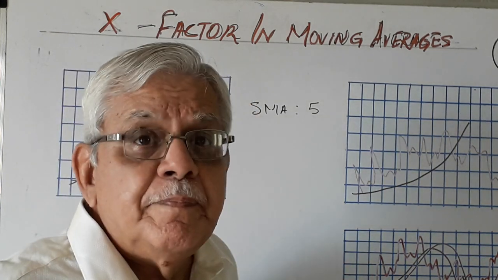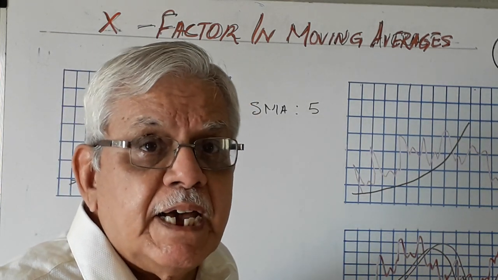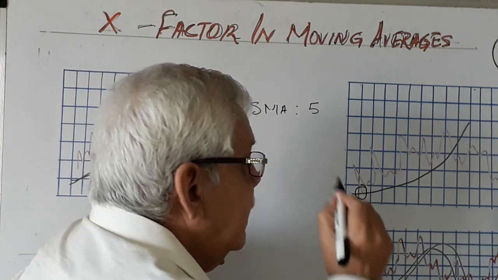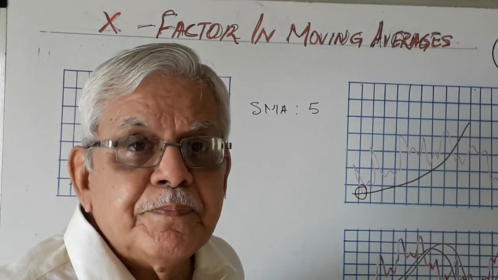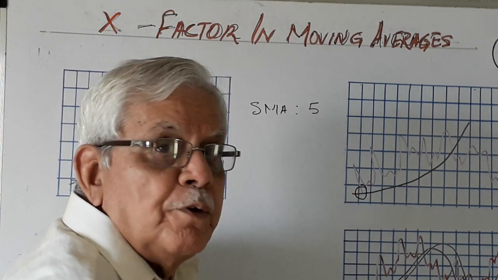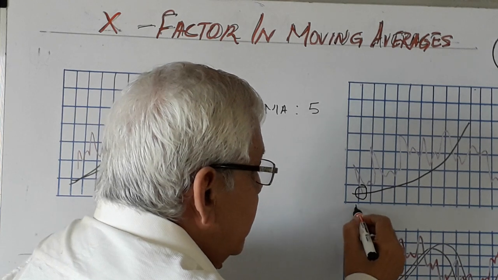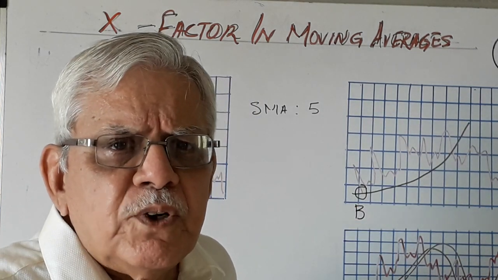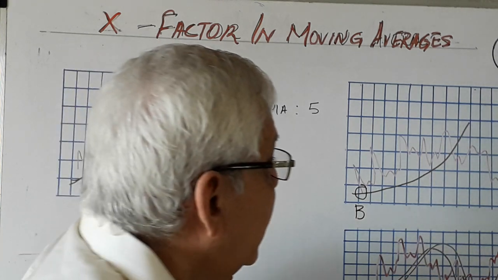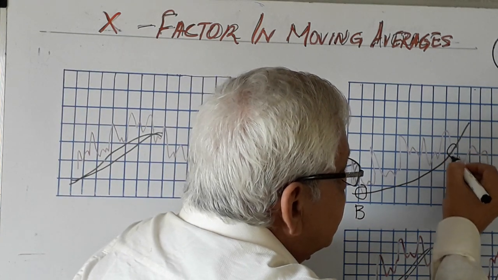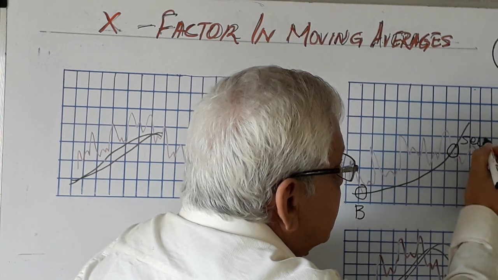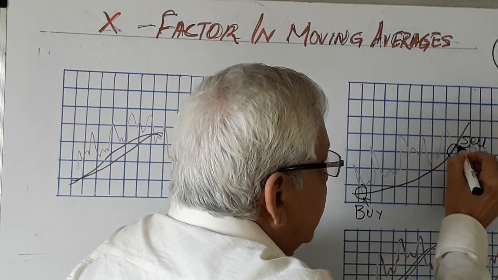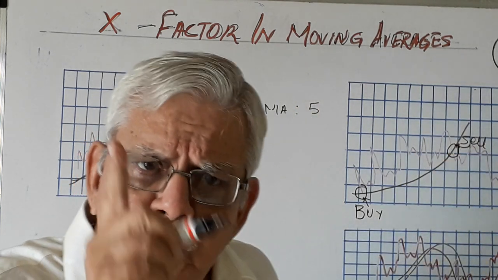Now, as I said, it gives accurate buy and sell signals. The moment this price line cuts the moving average of 5, this gives a buy signal. There is actually no confusion in this. And the moment this touches here, this is a sell signal. This is buy and this is sell. So simple it is.